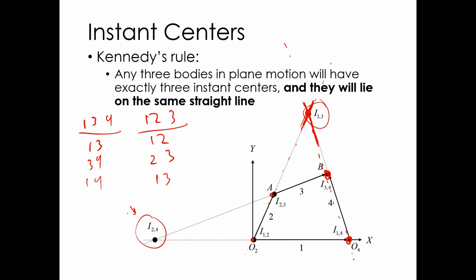We can do the same thing for 2,4 with 2, 3, 4 and 1, 2, and 4. Those combinations of bodies will give us this line and this line. They'll intersect at IC 2,4. And I'll give some more examples here in a second.